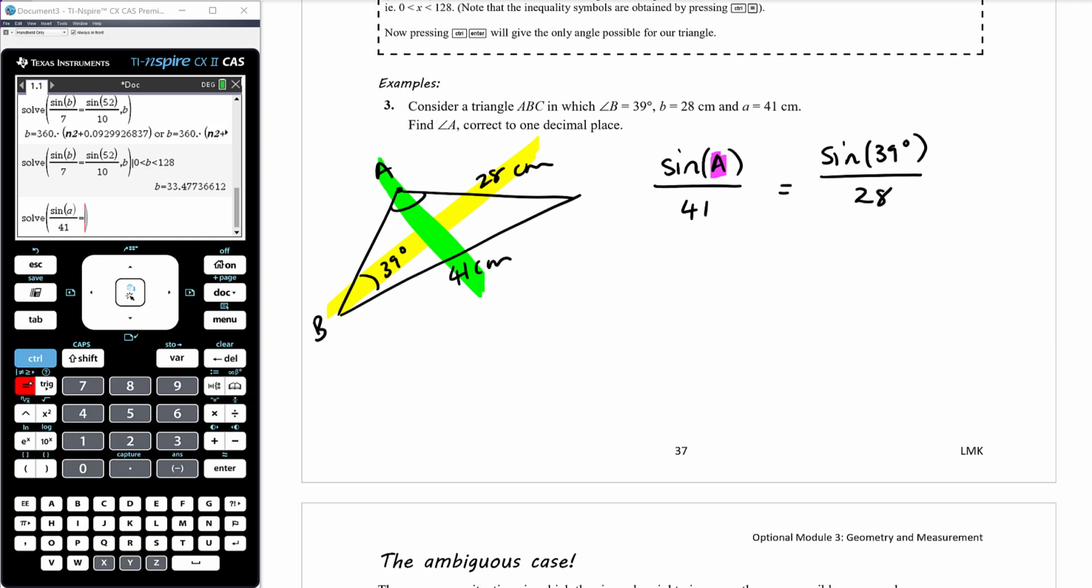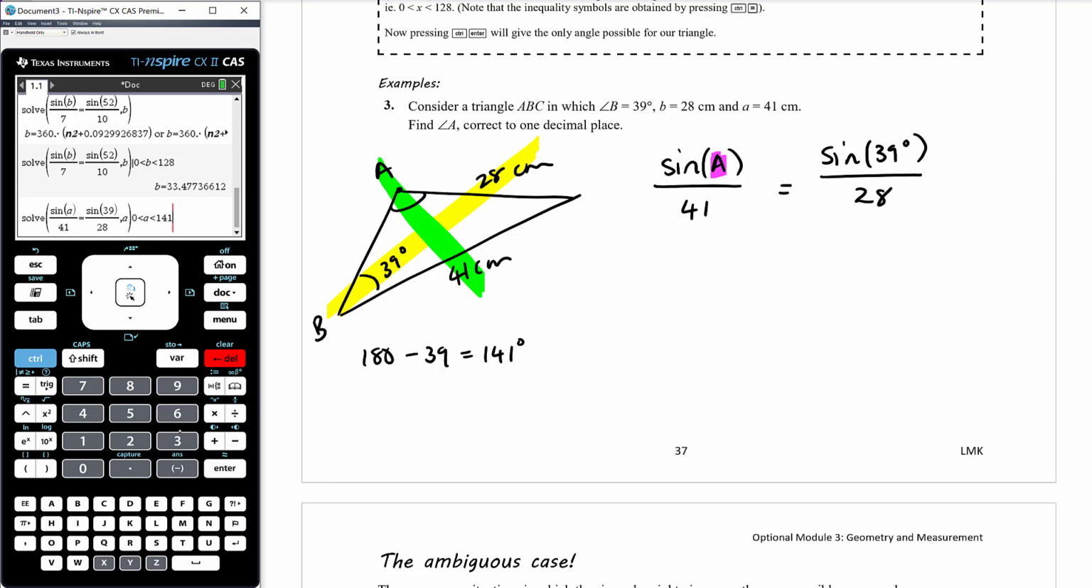So sine of A over 41 equals, control divide, sine of 39 over 28. We're going to need to solve that for A. Because we're solving for an angle, we will need a restriction. So we need to think about what we know about A. We've already got 39 degrees in the triangle. 180 minus 39 is 141. So there's 141 degrees left to be shared between these other two unknown angles. Therefore I know that A has to be somewhere between 0 and 141. So 0 is less than A, which is less than 141.